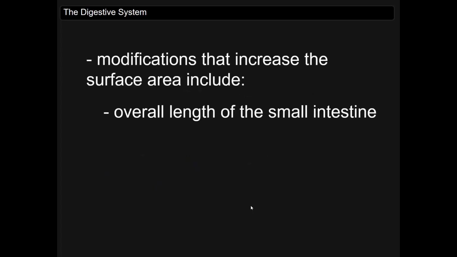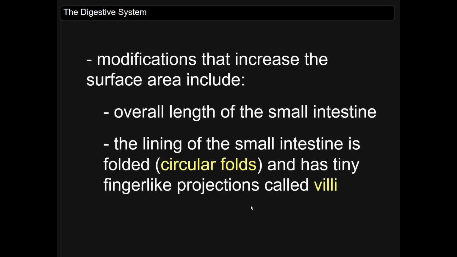In addition to the length of the small intestine, we have modifications inside the small intestine. So it's not a hollow tube like you see with a hose. We actually have a lot of projections poking into the lumen, or the inside, of our small intestine. And those folds that are poking into the inside are called circular folds. So they project into the space where food passes through.